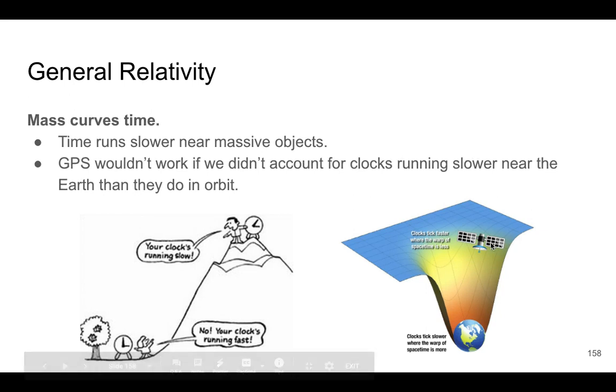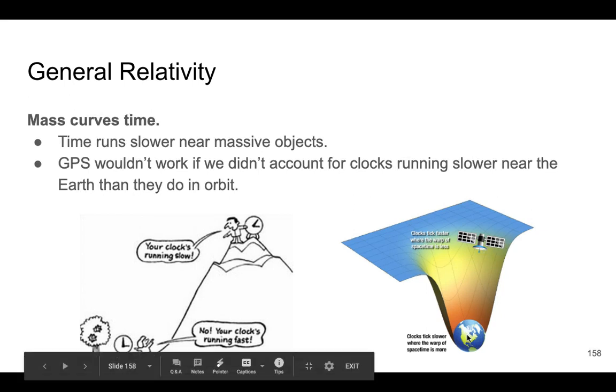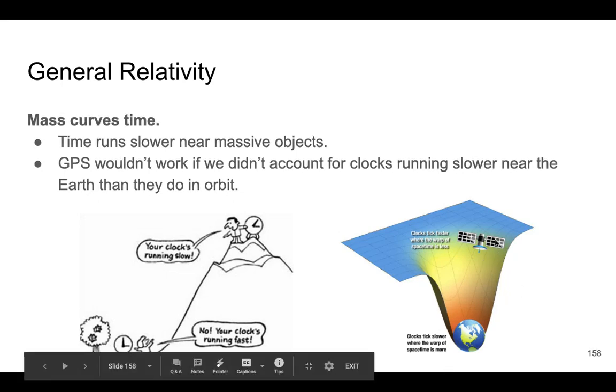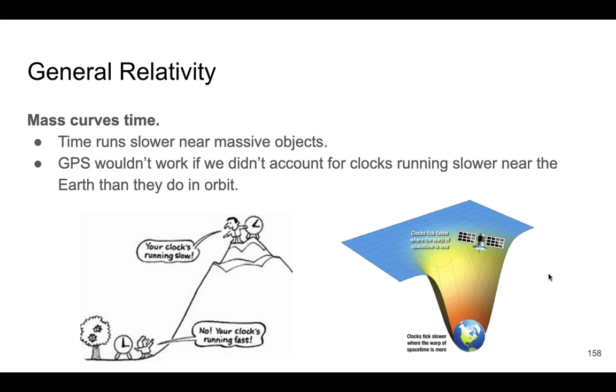So the satellites are up in space, so they're further away from the mass of the Earth than the surface of the Earth is, and so they're feeling less of the Earth's effect. So their clocks are going to run a little bit faster compared to clocks on the Earth. And in order for GPS to work, they have to account for this general relativistic slowing of the clocks that are close to the Earth. Again, the ones up on the satellites are going to run a little bit faster compared to those down on Earth. So yeah, it's very, very weird.